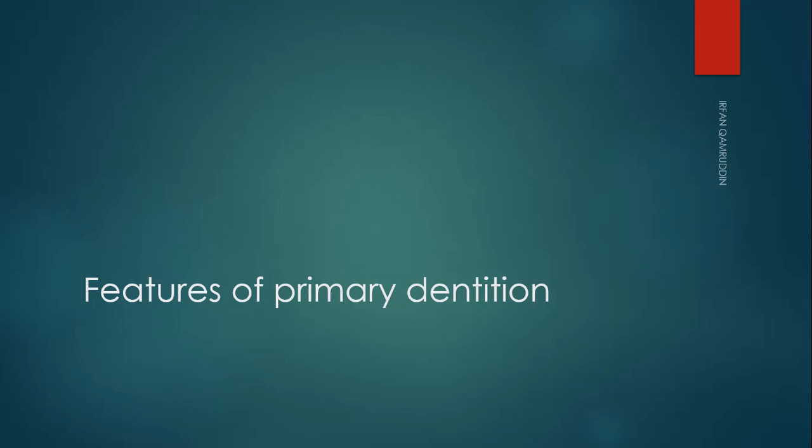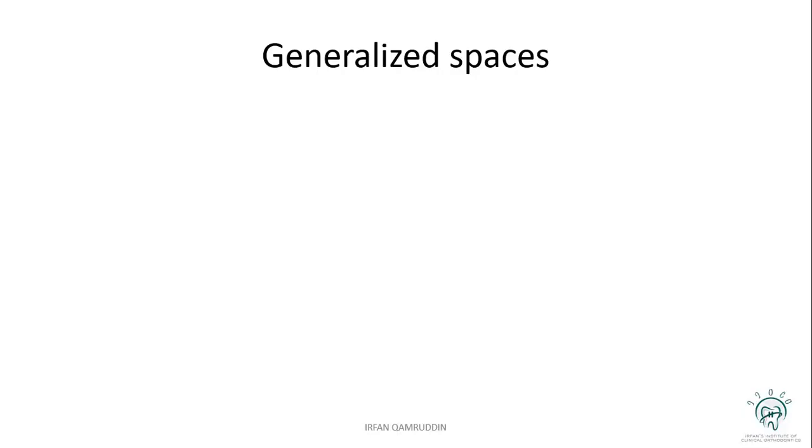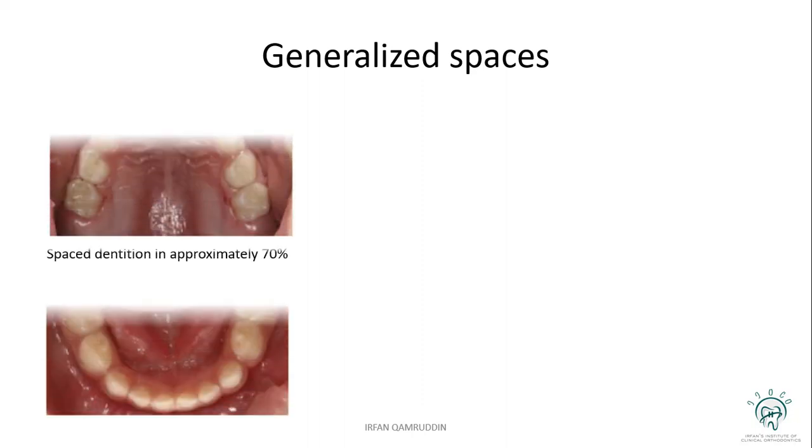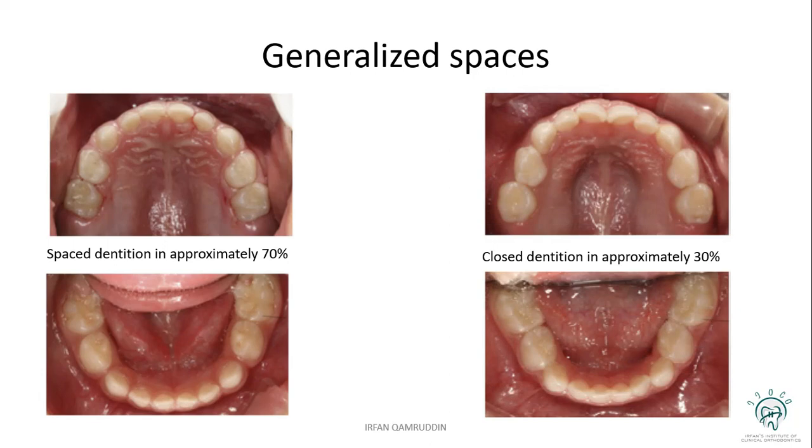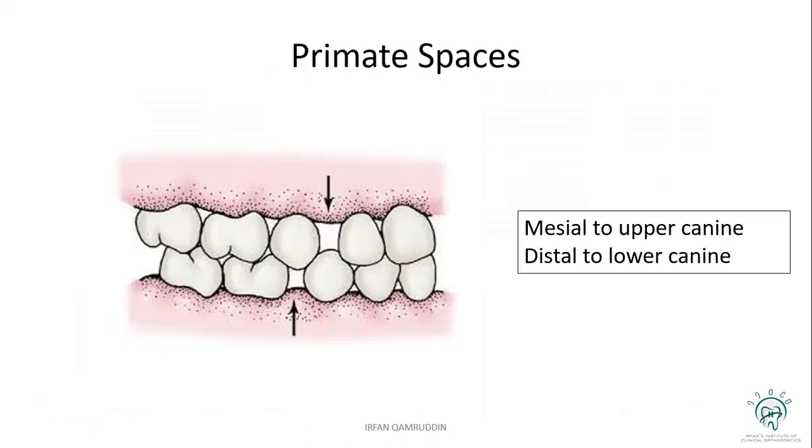Now let's talk about the features of primary dentition. The most prominent feature of primary dentition is generalized spacing, which is found in 70% of the population. But sometimes you can find closed dentition, which is found in 30% of the population according to one study. Among these generalized spaces, there are two areas in which the spaces are very prominent. We call them primate spaces. These spaces are found distal to the lateral incisor in the upper arch and distal to the canine in the lower arch.